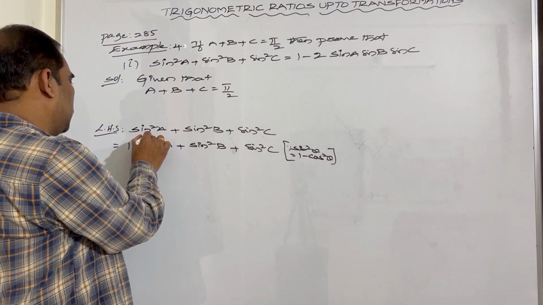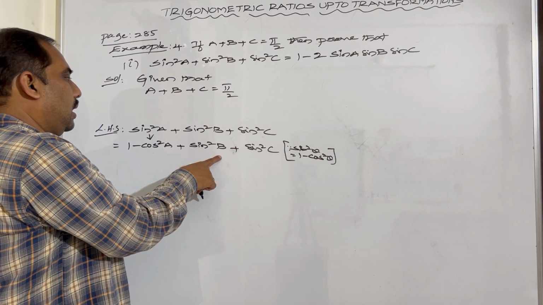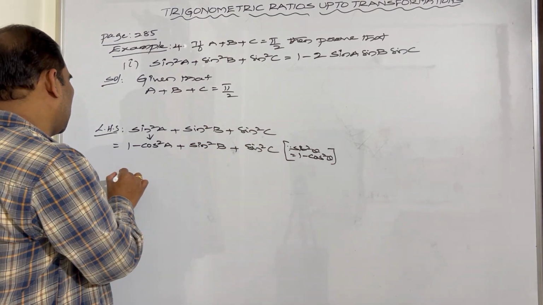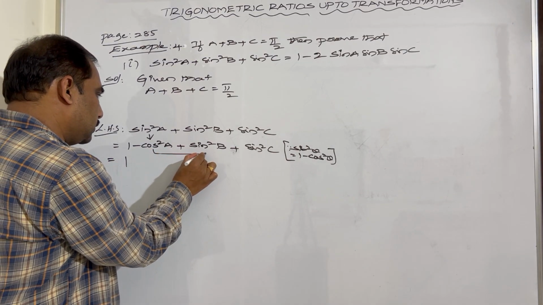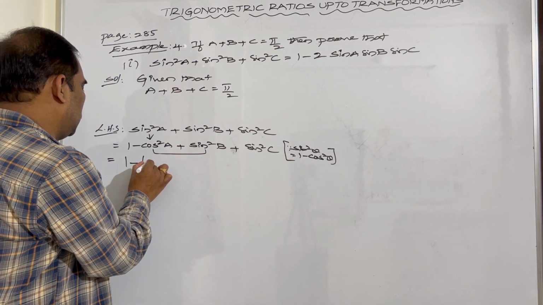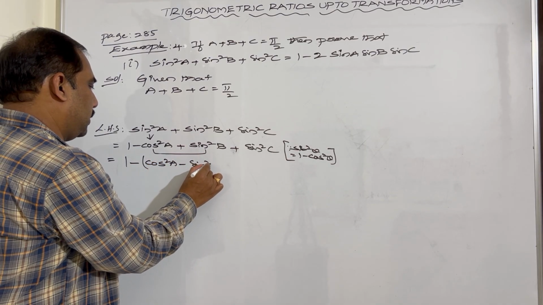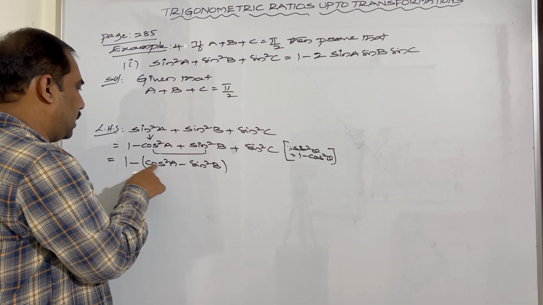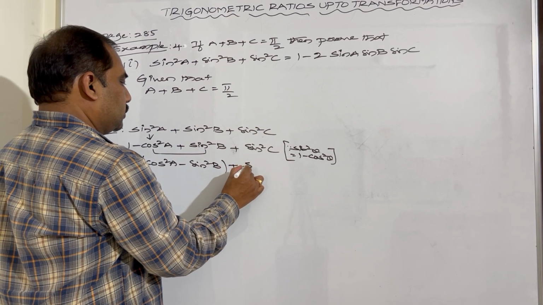So that's why here I have written sin square a as 1 minus cos square a plus sin square b as it is, and sin square c as it is. Now what I am doing here is writing one as it is, and from these two terms taking minus common, so we get cos square a minus sin square b. If you multiply this with minus, minus cos square a, and minus into minus is plus sin square b, so plus sin square c.